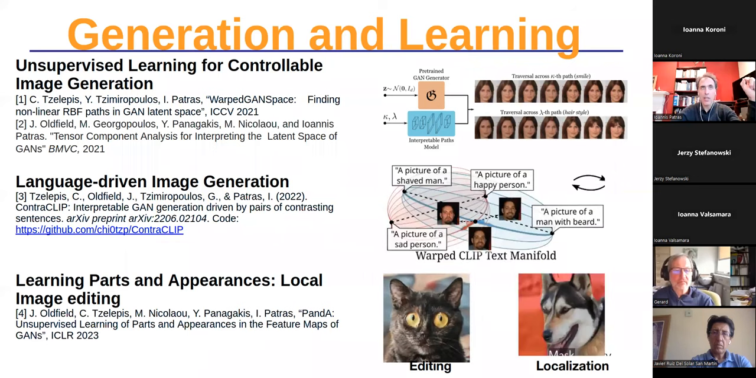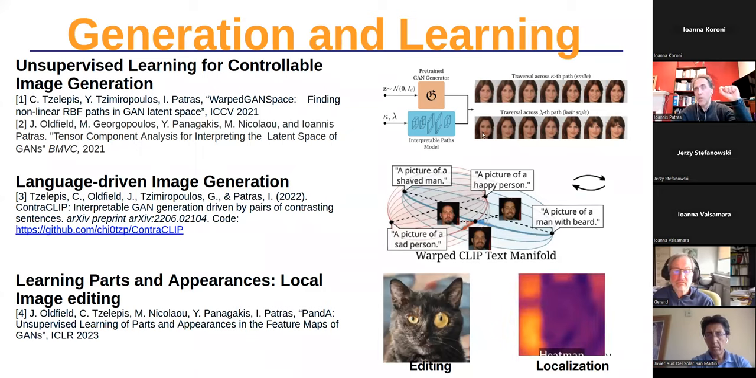So I have structured the talk like that. I'm going to present three main works that are taking place in my group. The first one is on controllable image generation in an unsupervised manner. The idea is to learn to generate synthetic images such that we control certain properties, such as facial expressions or length of hair. We do this by using pre-trained GANs, finding paths in the latent space of those GANs, and we find these paths in a completely unsupervised manner. So the paths that control the generation are learned in an unsupervised manner.